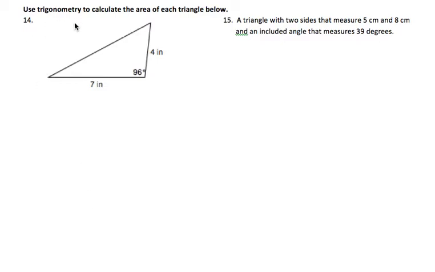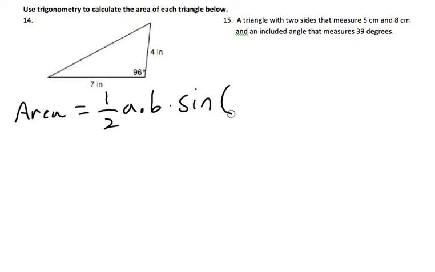Number 14, we're going to use trigonometry to calculate the area of each triangle below. So actually, just like the regular polygon problems, we've already done this. We're just using our area of a triangle formula, 1/2 ab sine big C.